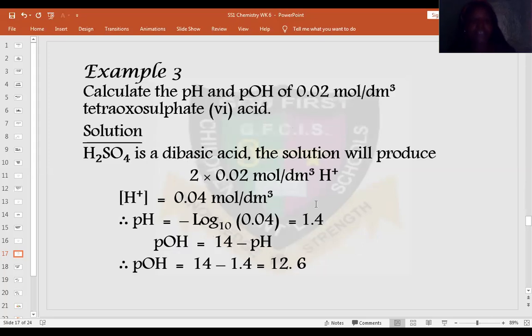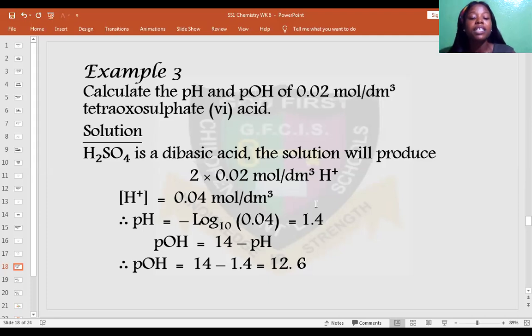So next, we look at number 3. Calculate the pH and pOH of 0.02 mole per dm³ tetraoxosulfate 6 acid. In this particular question, we are given a specific acid, tetraoxosulfate 6 acid. So remember when we solved the question, you know that 1 mole of tetraoxosulfate 6 acid gives you 2 moles of hydrogen ion.